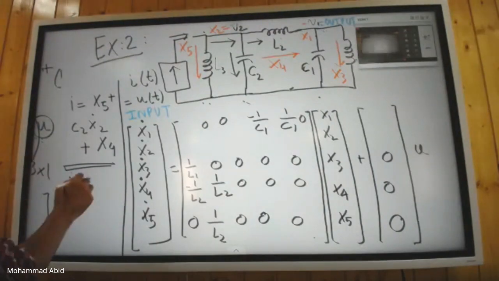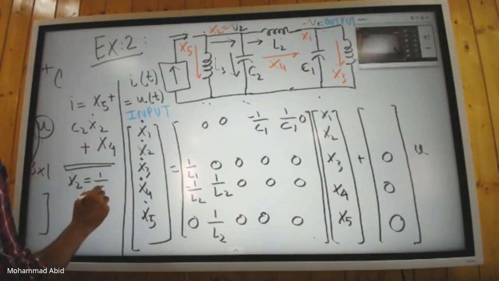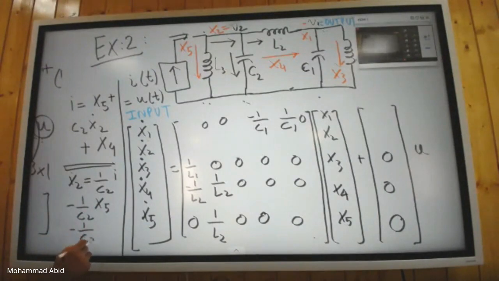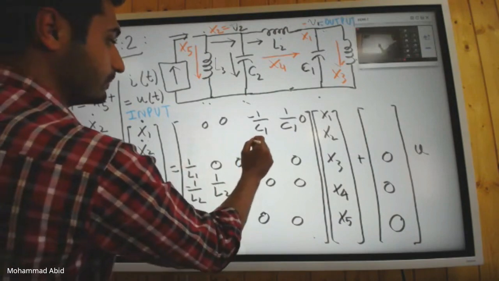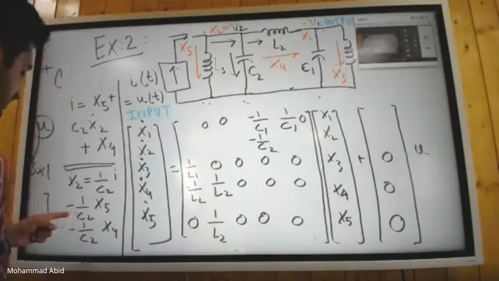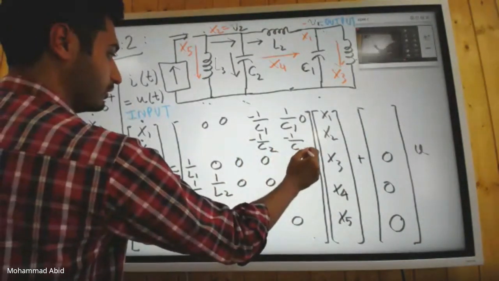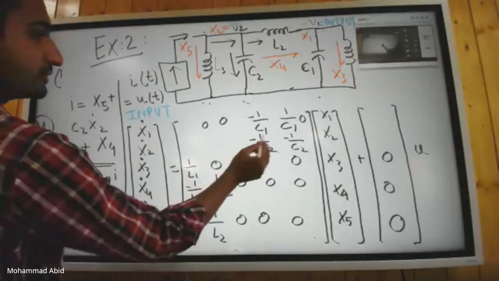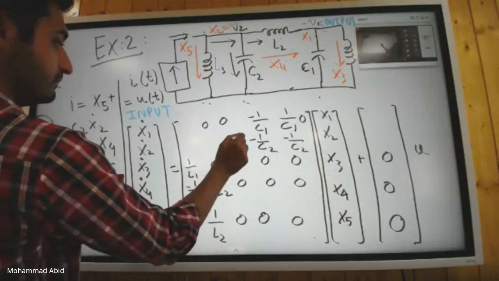x2 dot is what? 1 by C2 into I minus 1 by C2 into x5 minus 1 by C2 into x4. So for x4 I'm having minus 1 by C2. For x5 I'm having minus 1 by C2 also. And there's no relation with x1, x2 and x3. So we're having 3 zeros.